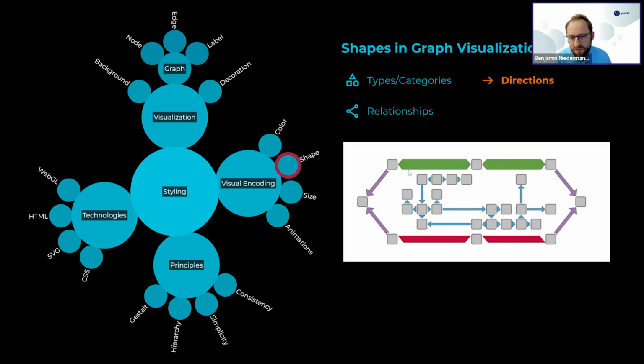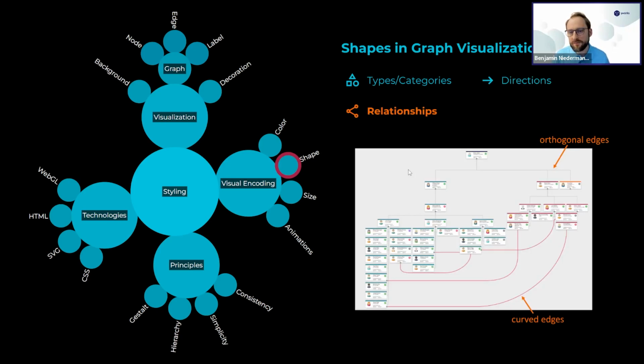Another shape, a very obvious shape which everybody knows, is direction, so arrows, to show in which direction an edge points, but you can also, of course, use this for nodes and so on. So here it's a very clear interpretation of how to read these graph elements.